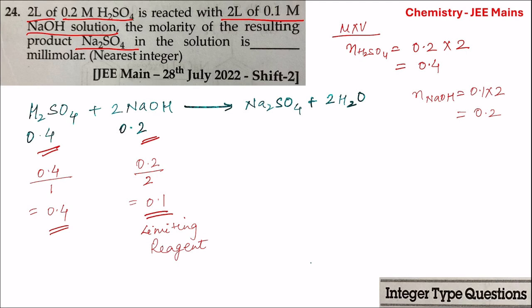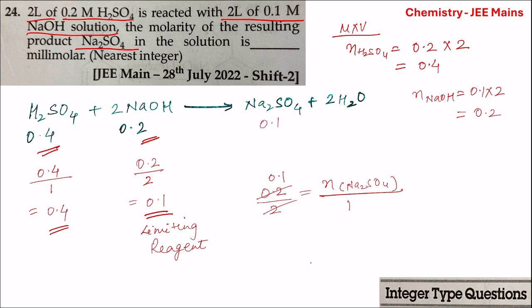So amount of Na2SO4 formed depends upon the amount of NaOH present. Now number of moles of NaOH divided by its stoichiometric coefficient will be equal to number of moles of Na2SO4 formed divided by its stoichiometric coefficient, that is 1. So number of moles of Na2SO4 formed is 0.2 divided by 2, which is 0.1. So number of moles of Na2SO4 formed is 0.1 mole.